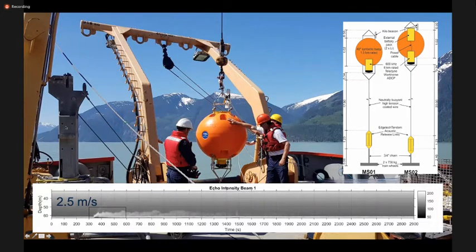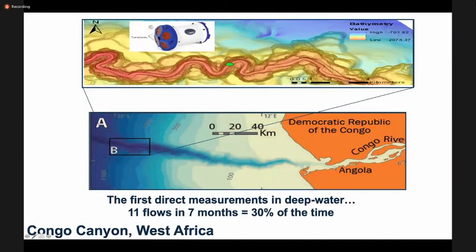A similar instrument was used, but a lower frequency instrument, by Chevron in the Congo Canyon. And so here this ADCP was deployed in a very similar manner, about 85 meters above the seafloor, with a view to understanding what the frequency and type of turbidity currents were occurring within the Congo Canyon at 2 kilometers water depth, a few hundred kilometers offshore. And this really surprised us when we looked at the data.